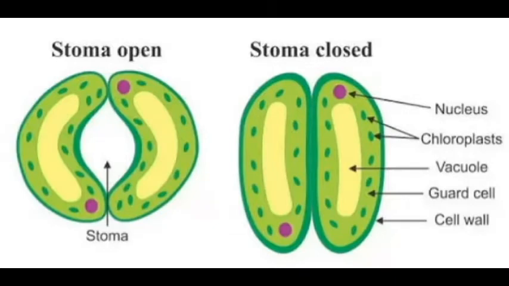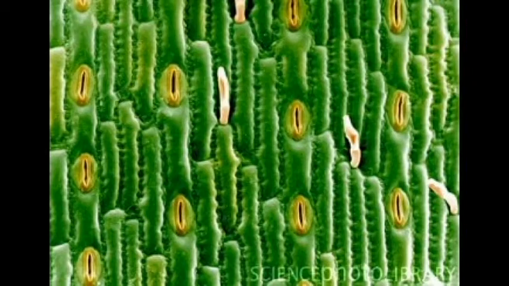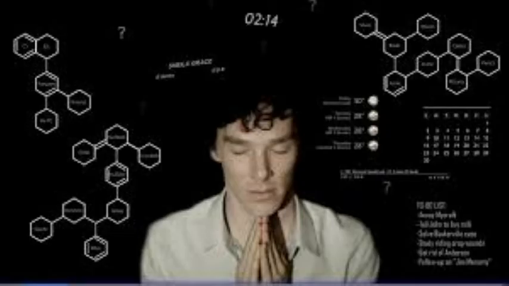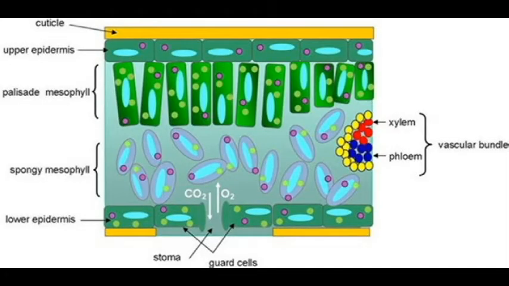The lower epidermis contains small open gaps called stomata, protected by guard cells. These guard cells can open or close the stomata at will. What an inventive name. Following this, we have the middle part of the leaf, which is divided into the upper palisade layer and the spongy mesophyll layer.